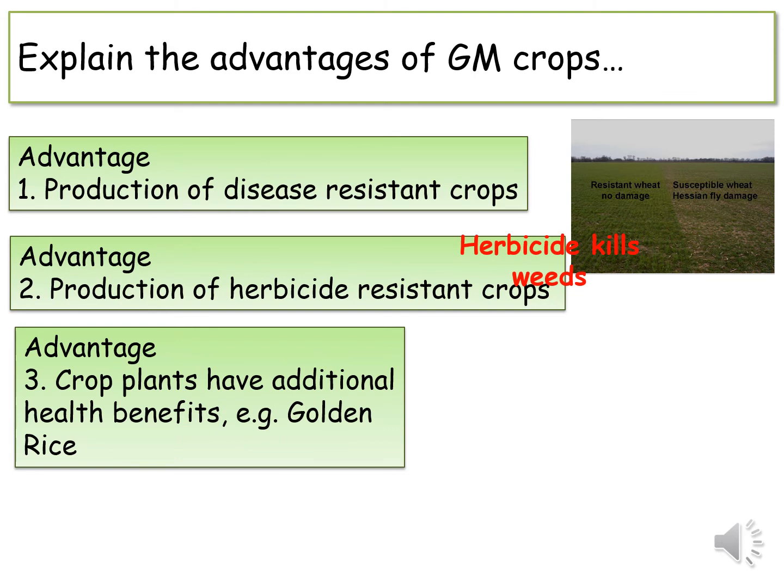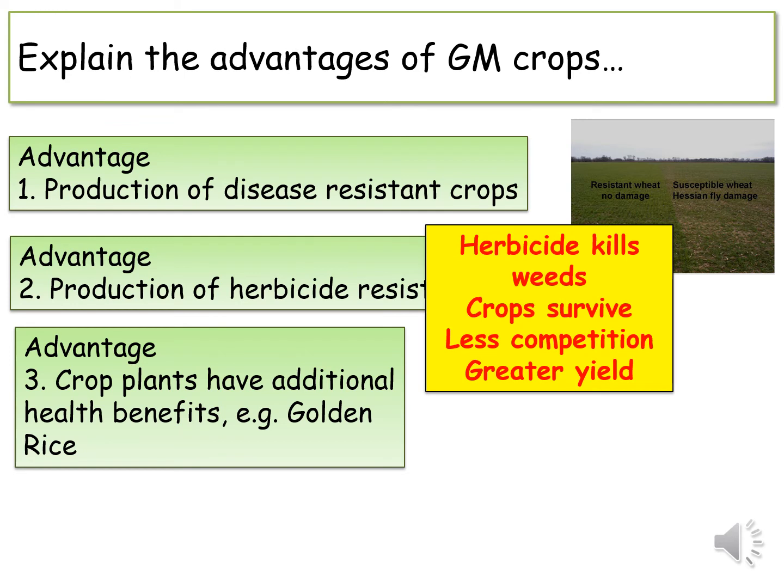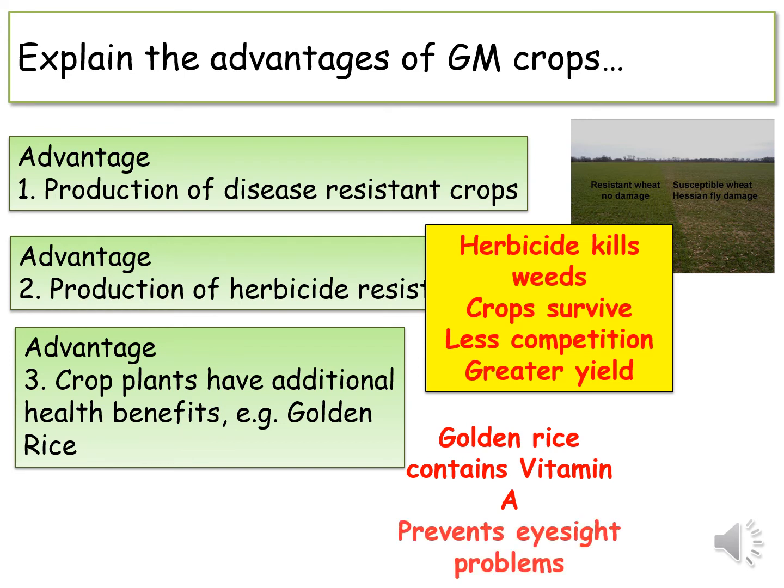That means the herbicides kill the weeds, making it more likely for crops to survive. Therefore, there's going to be less competition between the weeds and the actual crops, resulting in a greater yield. And lastly, it's an example that we've already looked at, for example, the golden rice. The reason why is obviously it contains vitamin A, which is good for eyesight problems.